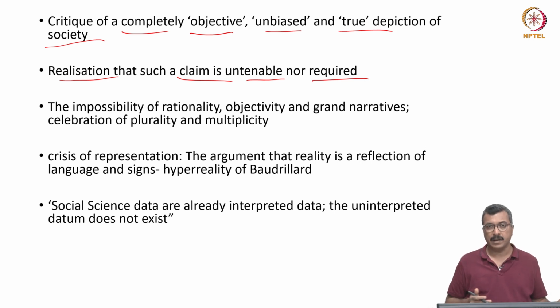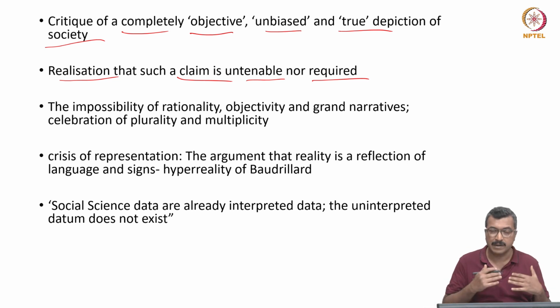Okay. First of all, the argument is that social science need not be something similar to your physical science or natural sciences, and even natural sciences cannot make this kind of claims. And first of all, it's untenable that any social science researcher will be able to claim that what she is presenting is a completely unbiased, objective truth about a reality. Okay, nobody in their sound mind will make such a claim.